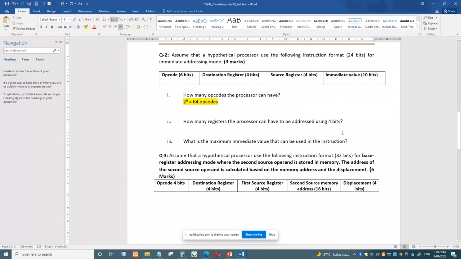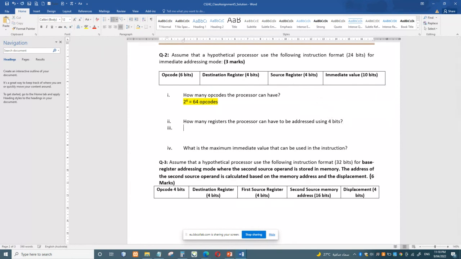Can you change it to 4 bits, please? So using 4 bits, how many registers, either destination or source register, can you reference? Tell me. 16. Because you can see for destination registers we are using 4 bits, for source registers we are using 4 bits. My question is, using 4 bits, how many registers can you reference?